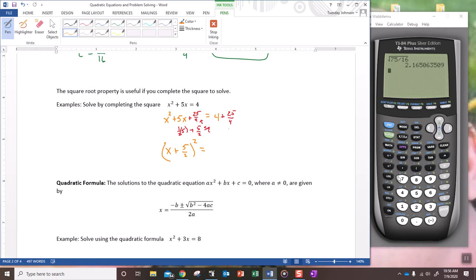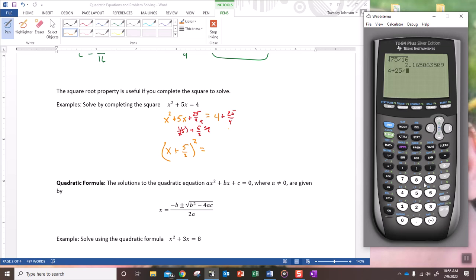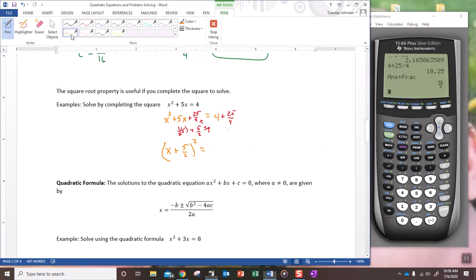4 plus 25/4. Since I have my calculator out and ready, I'm going to go ahead and use, no, I'm not. I'm going to use the fraction. 41/4. The square root property now says that x plus 5 halves equals plus or minus the square root of 41/4. The square root of 4 is 2.